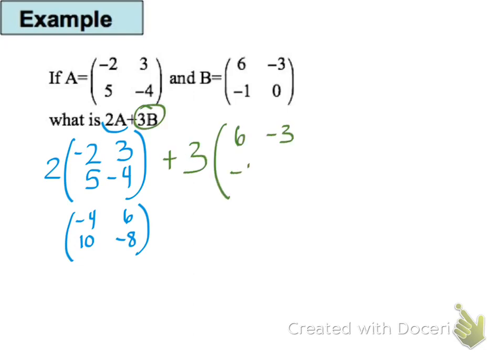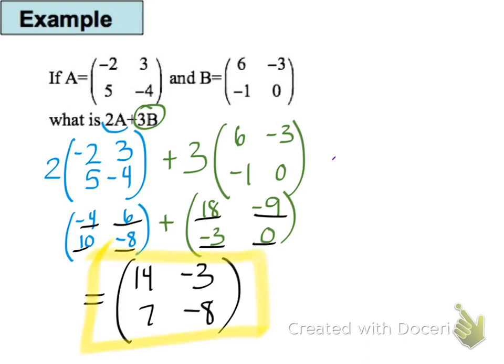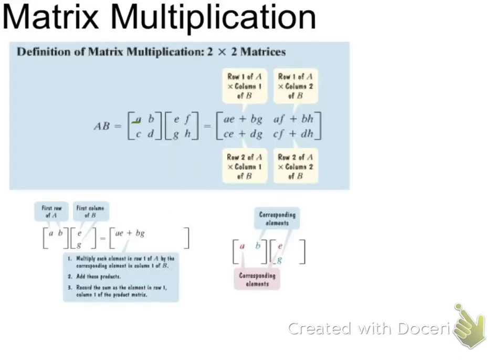Then we do 3 times matrix B. So we distribute the 3 to everything, and we get 18, -9, -3, and 0. Last but not least, we'll simply add things together, adding each component. Of course, they have to be the same size in order to do this. Keep adding each corner until we get the resultant matrix, which is 14, -3, 7, -8. So fairly simple, right? These are important pieces to understanding other components and to solving systems in another way.